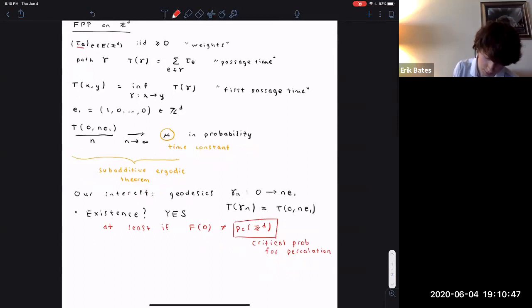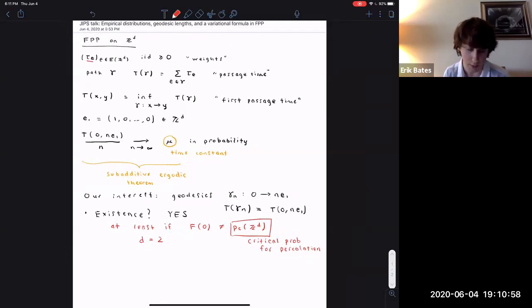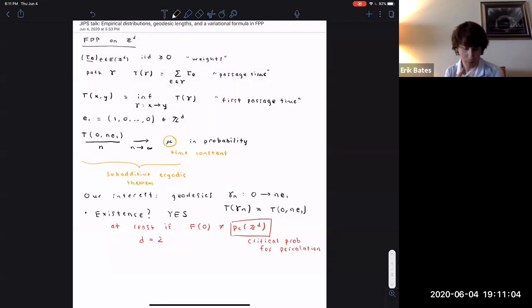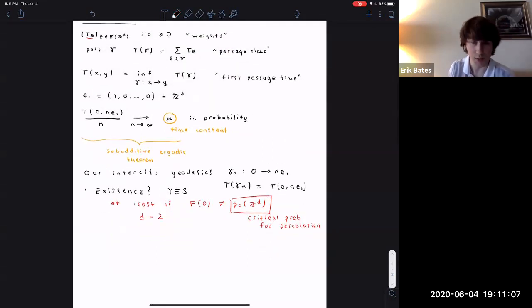Also, it's known that geodesics exist if d equals 2, so even at criticality. And I think the general expectation is that they should exist in all dimensions. We shouldn't have any problems at criticality. It's just we don't know how to show it. And this is a long-standing, curious question. So geodesics do exist. We can talk about it.